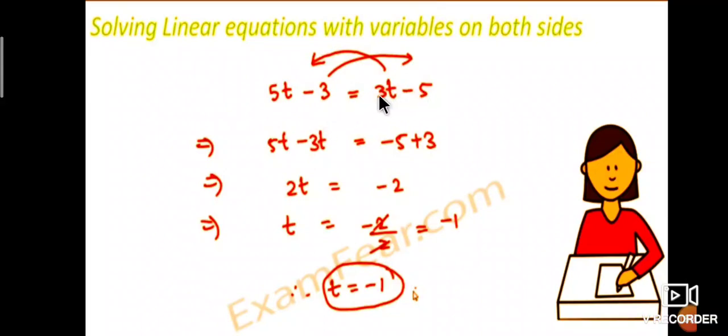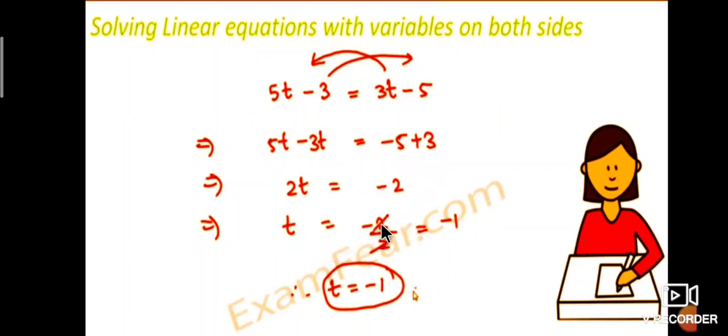Therefore, we transpose plus 3t from RHS to LHS. 5t plus 3t becomes 5t minus 3t, and minus 5 minus 3 becomes minus 5 plus 3. That gives 5t minus 3t is equal to 2t, and 2t is equal to minus 5 plus 3, which is minus 2.